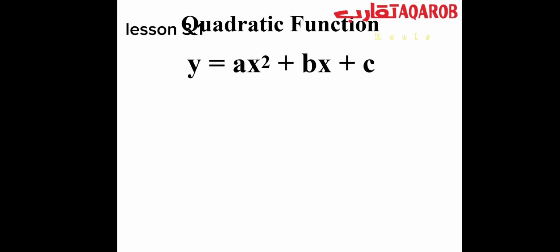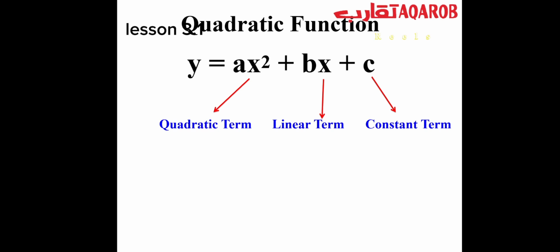As you can see here, first, the standard form of the quadratic function is y equals ax squared plus bx plus c, where ax squared is the leading term, the quadratic term, bx is the linear term, and c is the intersection of the quadratic function with the y-axis.